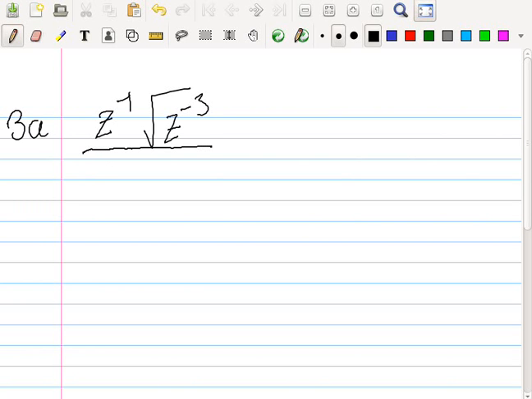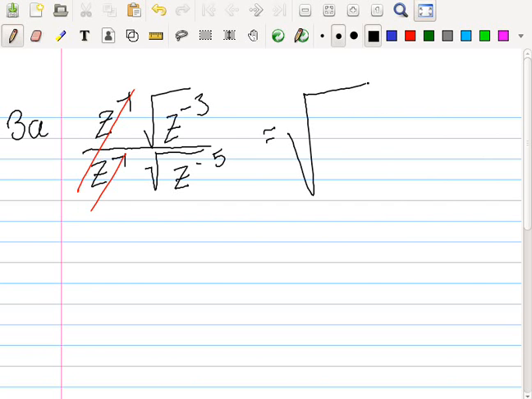So firstly 3a, so you have z inverse square root z minus 3 all over z inverse square root z minus 5. Well, here these are exactly the same, so they can cancel. Because I have a square root over top and bottom, I can make that one large square root if I like.